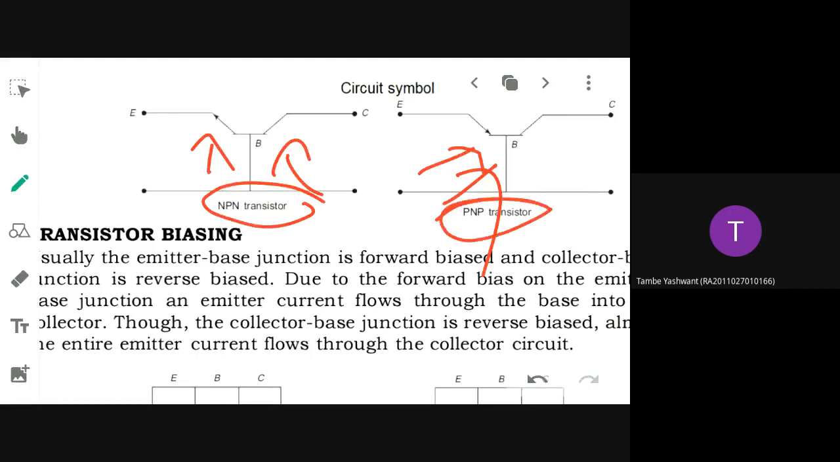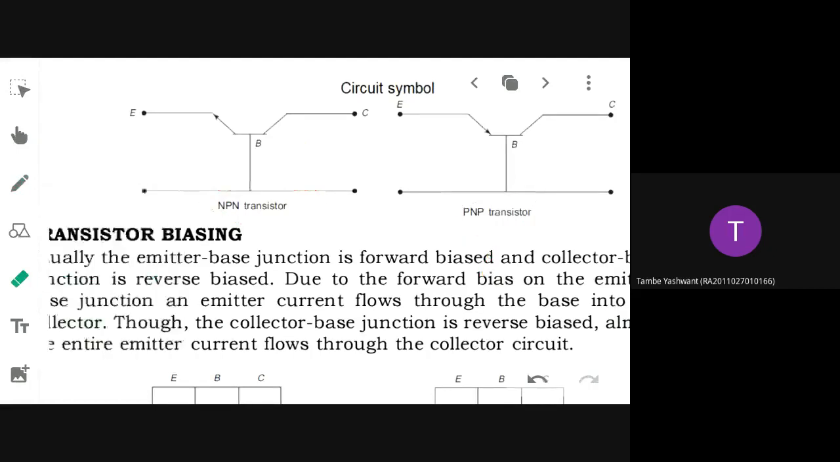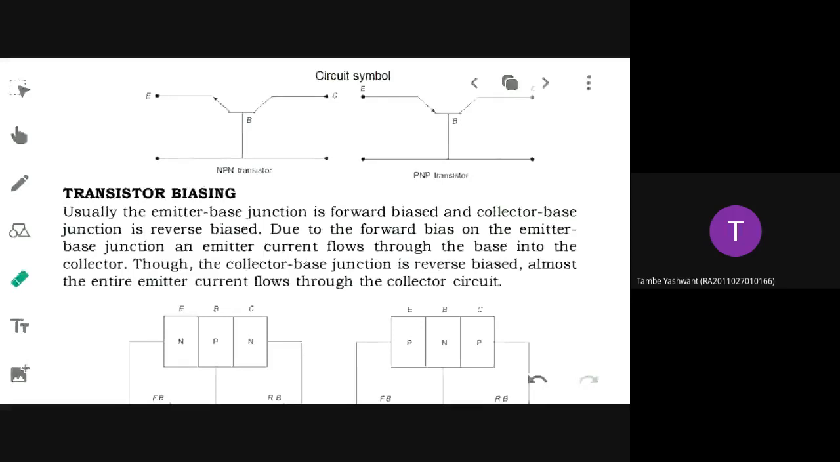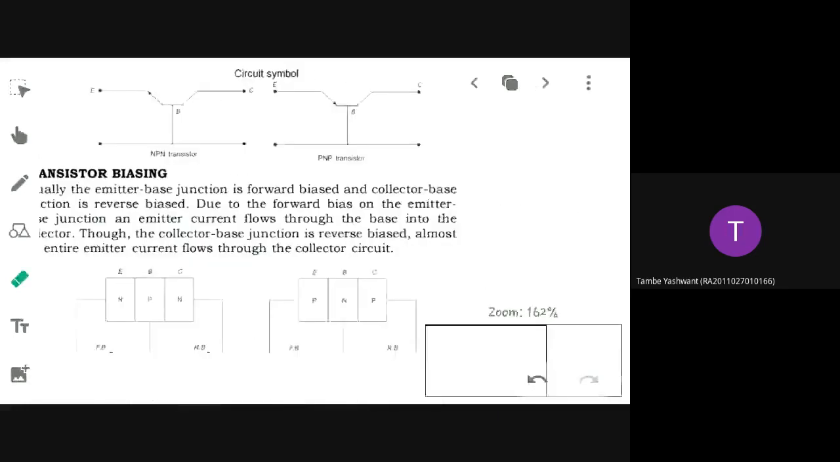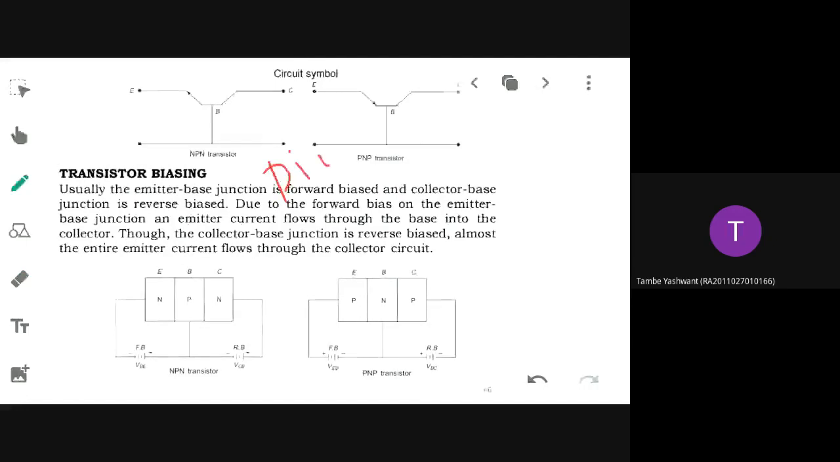Again, now you have to tell me what are the three terminals that you are having. Emitter, base and collector. Already we have seen diode biasing. Okay, forward bias and reverse bias we have discussed for a diode. So what is the forward bias condition and what is the reverse bias condition?